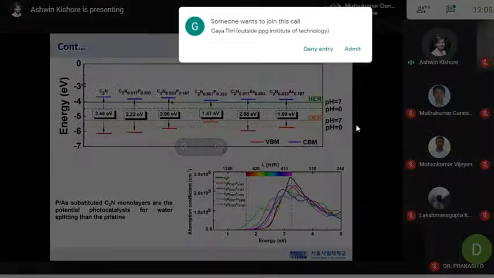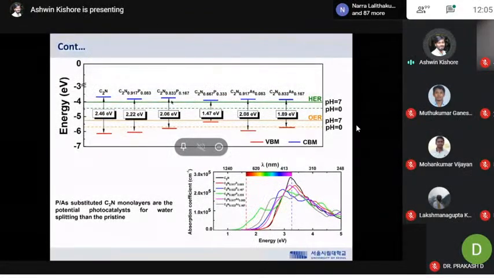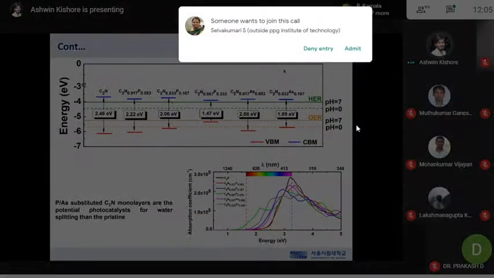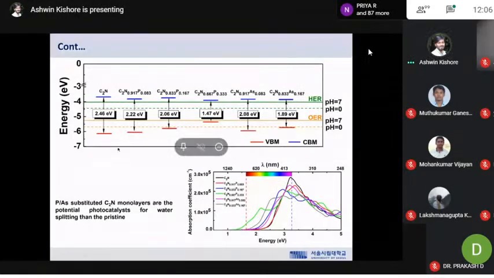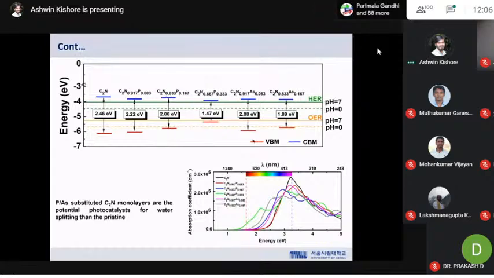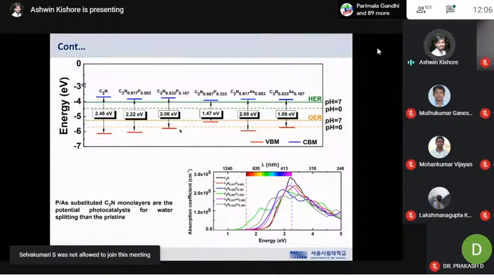And now we want to check the band edge positions. We have aligned the band edge positions with respect to the water redox potential at two different pH values, pH 0 and pH 7. You see here the phosphorus substituted and the arsenic substituted systems are promising for water splitting because they have really well aligned band edge positions with respect to the water redox potential.